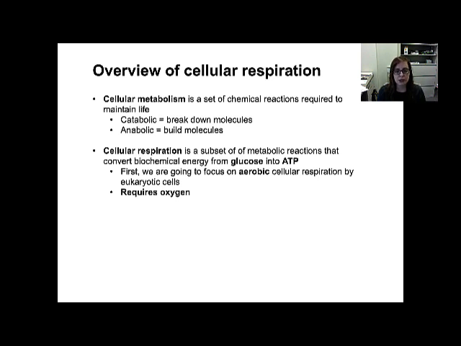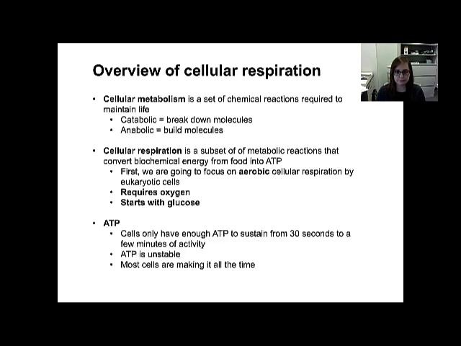So first we're going to talk about aerobic cellular respiration by eukaryotic cells. This is really going to be our focus, and this process requires oxygen. And as I mentioned, it starts with glucose. And what we're going to do with that glucose is convert it to ATP. Now, cells only have enough ATP in them to sustain activity for about 30 seconds. And ATP is unstable, so most cells need to be making it all the time. So most cells are undergoing cellular respiration all the time.